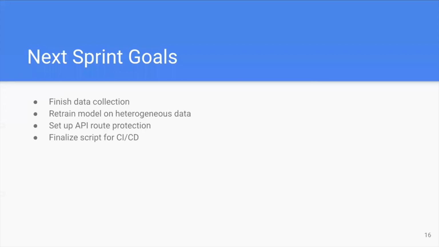For our next sprint goals, we plan to finish the data collection part, and that will allow us to retrain the model on data from many cities across the nation. We also want to set up the route protection. Right now our route is publicly available to anyone, and we don't want that. We want to serve the model only to authorized users. And finally, we want to finish writing the script for the automation of model retrieval after training, and also model uploading to the server to serve it.